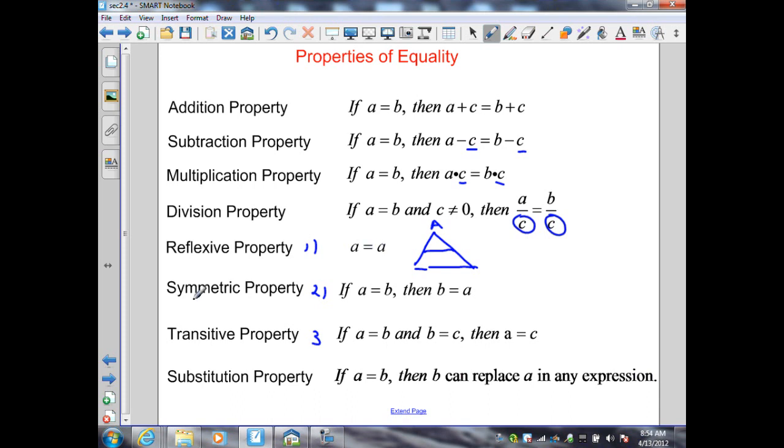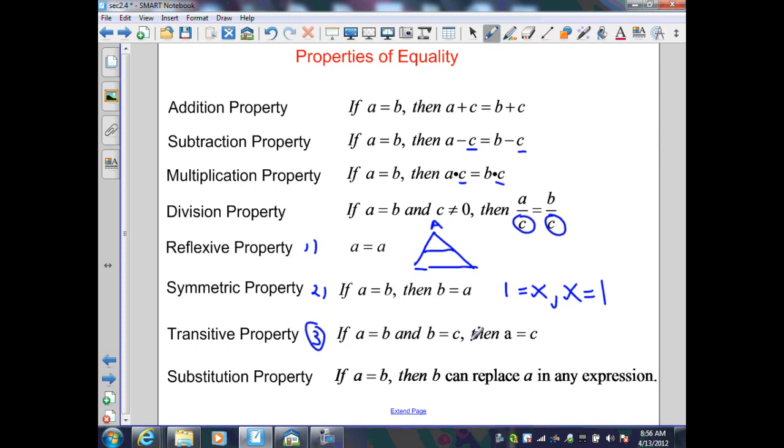Symmetric property is if I have A equals B, then B equals A. Notice there's two equal signs, therefore that's why I label this 2. And a lot of times we use this because when we set up any algebra problem and I end up with 1 equals x, then you see them write it as x equals 1. And that is used because of the symmetric property. The transitive property, I think you can see why I labeled that 3, because I have 3 equal signs.